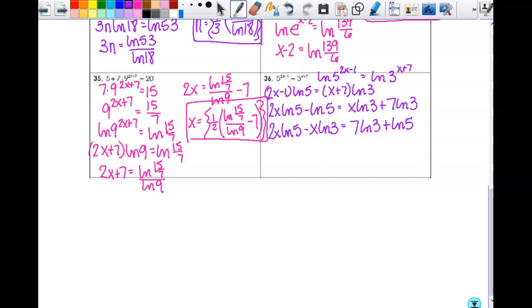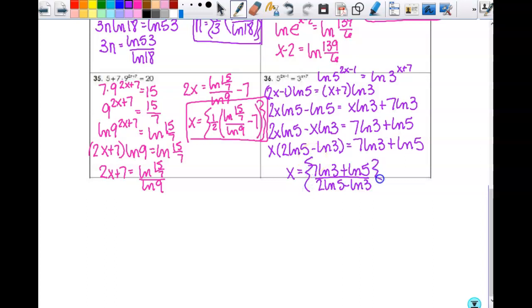Trying to get x by itself, so I'm going to factor out my x. That leaves me with x times 2 times the natural log of 5 minus the natural log of 3 equals 7 natural log 3 plus natural log of 5. Now I'm going to divide, so x is equal to 7 natural log of 3 plus the natural log of 5 over 2 natural log of 5 minus the natural log of 3. And that is the best I can do without a calculator. That is your answer. And there you go.